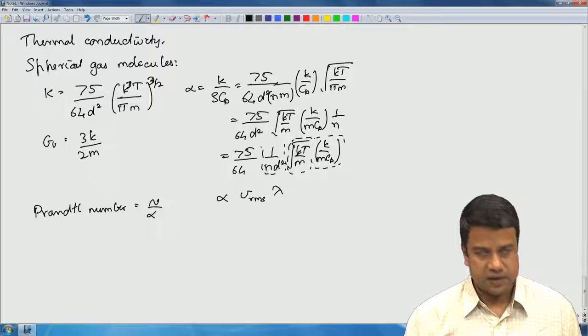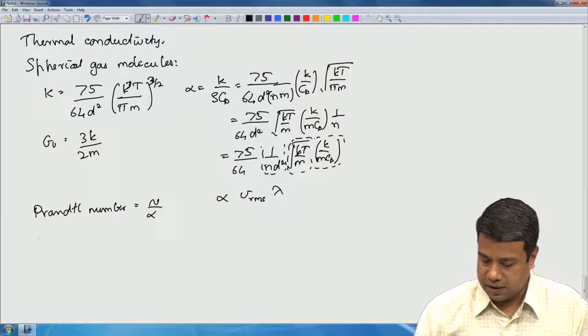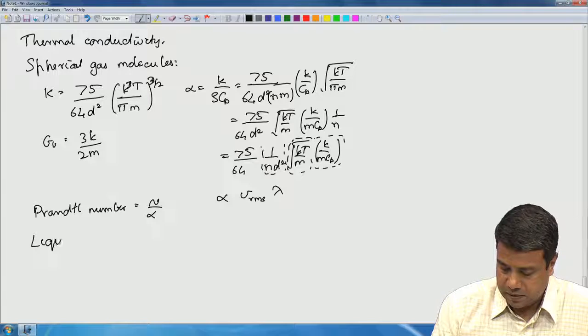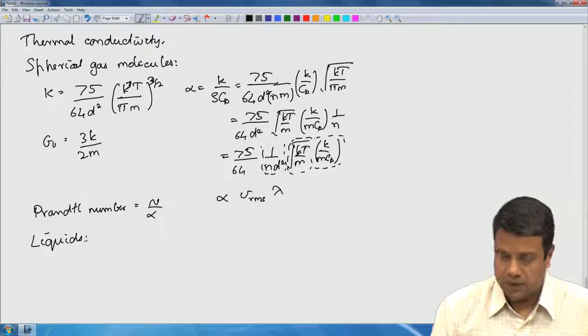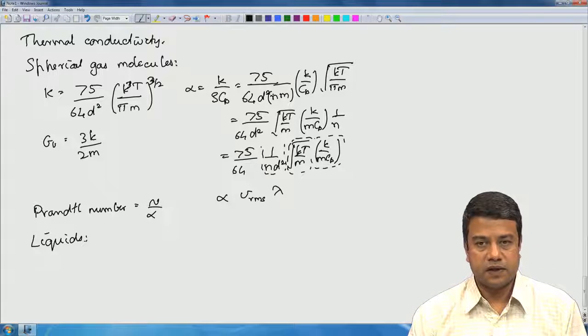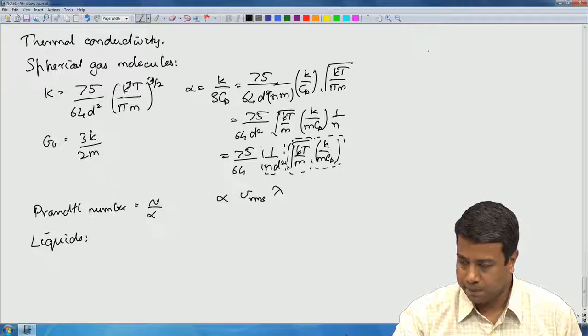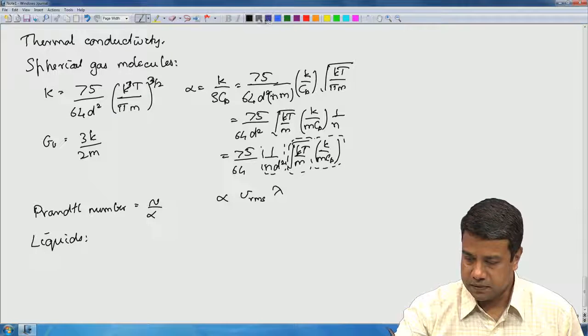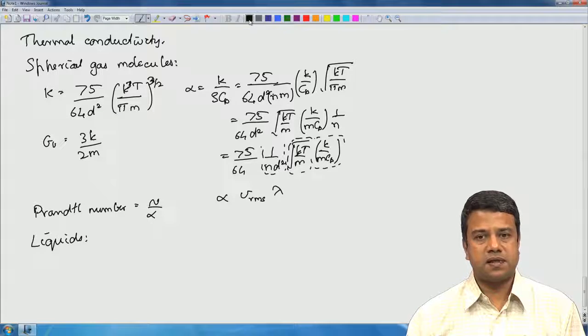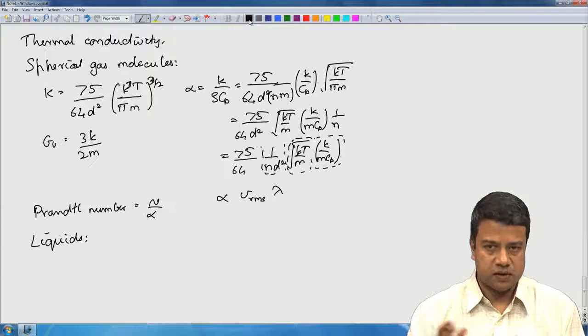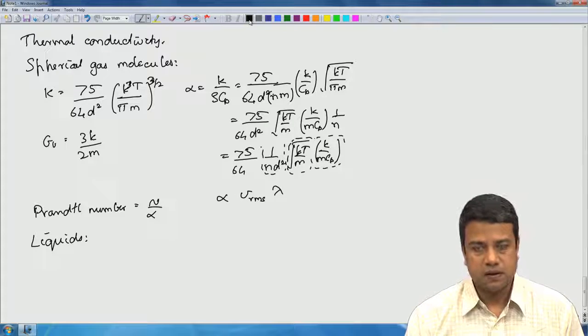Now, what about liquids? In the case of liquids, the thermal diffusivity actually depends upon the mechanism of energy transfer. In gases, energy transfer has to take place due to the physical motion of molecules across the surface. Not so in liquids, the mechanism differs.